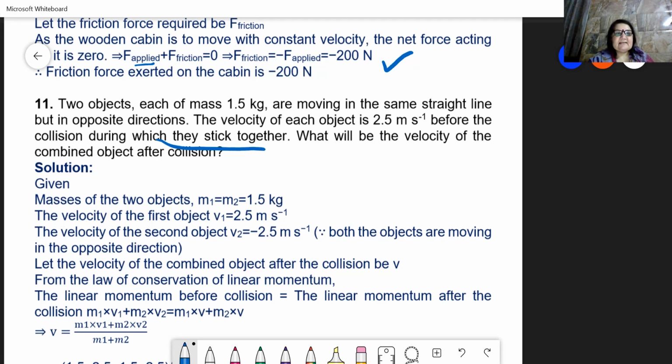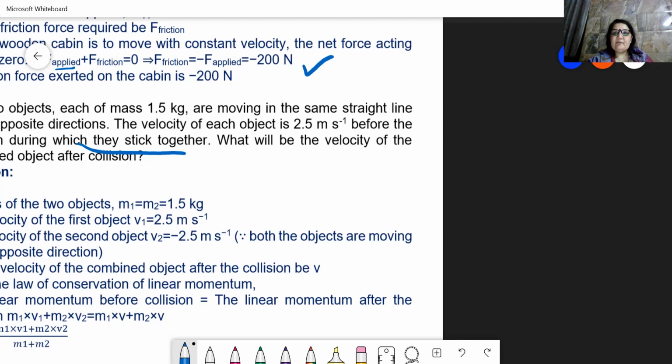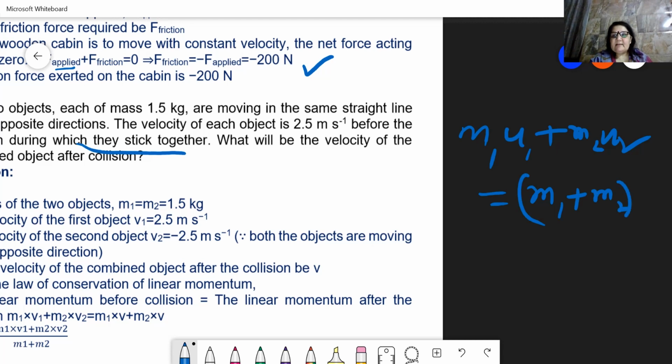I told you already that if you have the formula m1u1 plus m2u2, this will be equal to, if the bodies stick, m1 plus m2 multiplied by v. Here v is the velocity of the combined body. When both of them are sticking together after collision, they become one. So m1 plus m2, because of the striking and collision this happens. So you will just put the values here.